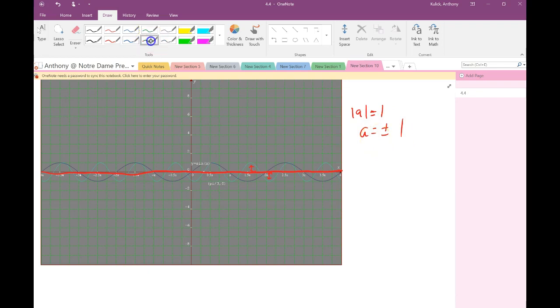So now that I've done that, I want to find the period for the function. So here I will start, say, here at this point. And notice this point I've labeled for us is pi over 3, 0.